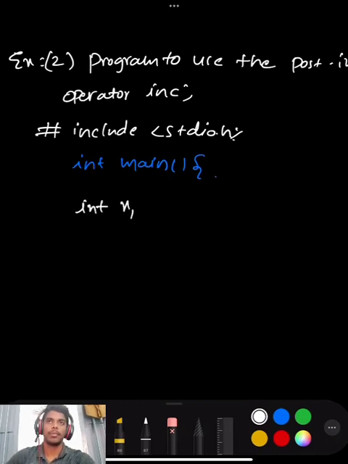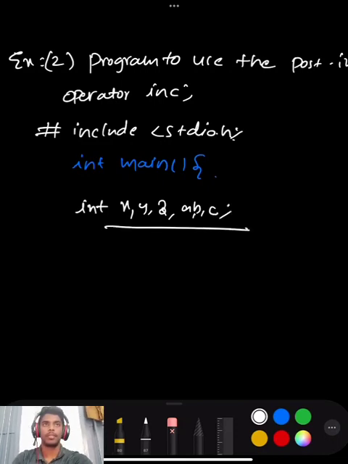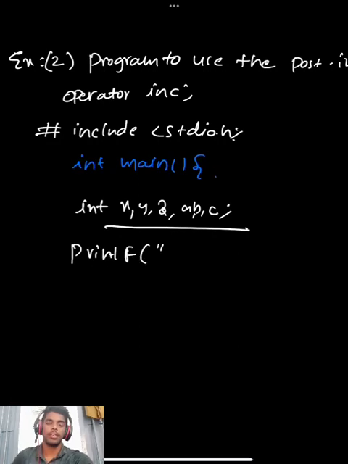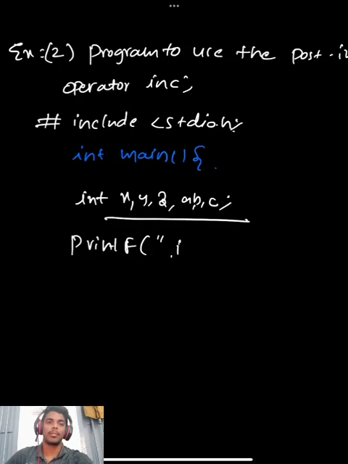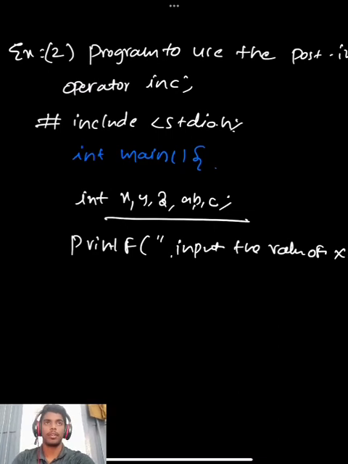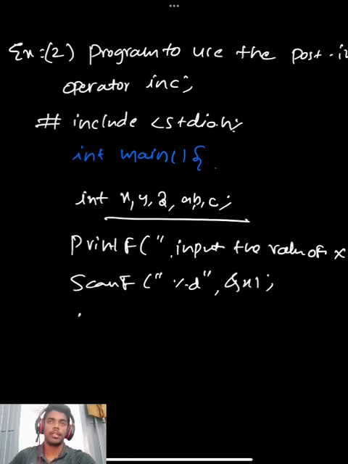int x, y, z, a, b, c. I used 6 variables for this. Then I will use the function printf to take the input from the user. Input the value of x. Then I am going to use the function scanf("%d", &x). Like this for y also.